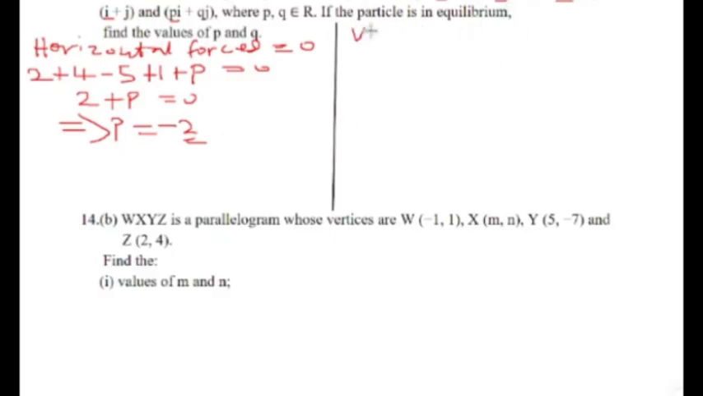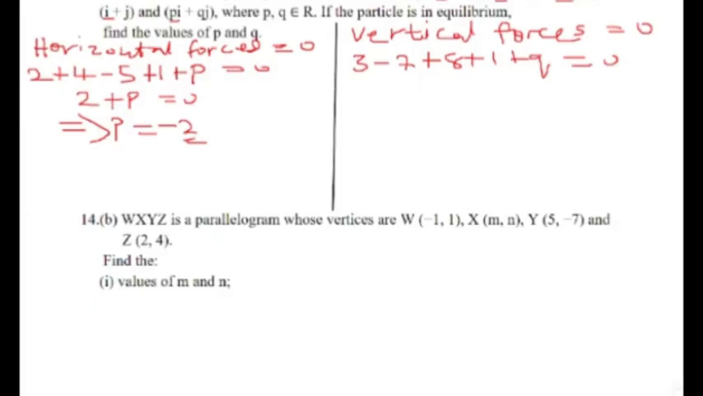So we do the same thing for the vertical forces, which are the j values. We add up to 0 also because the system is in equilibrium. So vertical forces equals 0. I'm going to have 3j, 3 basically, minus 7 plus 8. Then the coefficient of j here is 1, plus 1 plus Q, everything adds up to 0. These are our vertical values, the ones in green.